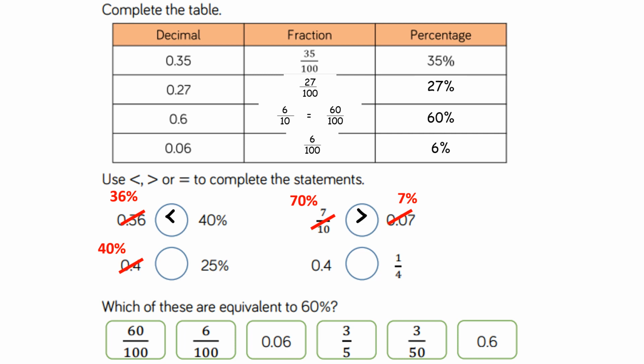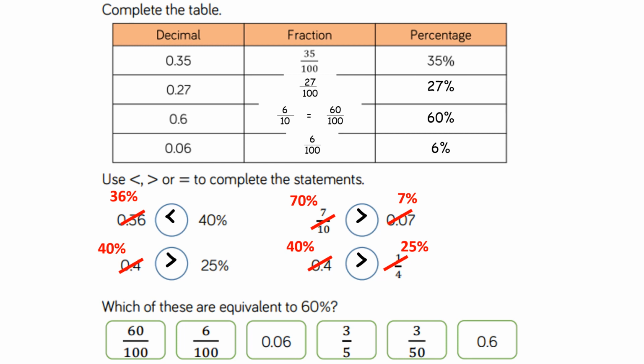0.4 is the same as 4/10 or 40 hundredths. So that's 40%. We've already got our 25%, so we don't need to do anything there. And 40% is greater than 25%. And then finally, we've got our 0.4 or 4/10, which is the same as 40 hundredths, 40%, and then for our quarter, you should automatically know that that one is 25%. 40% is greater than 25%.